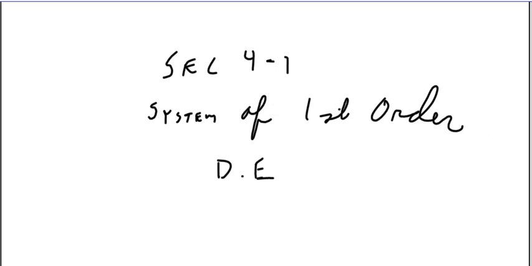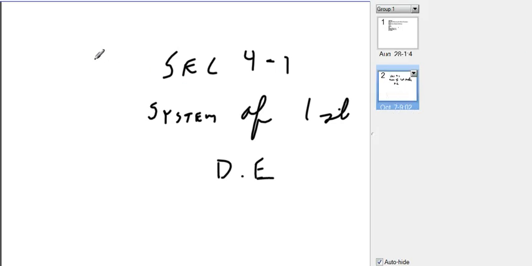So we're going to look at problem number 18. I have y prime is equal to x, and I have x prime is equal to y.